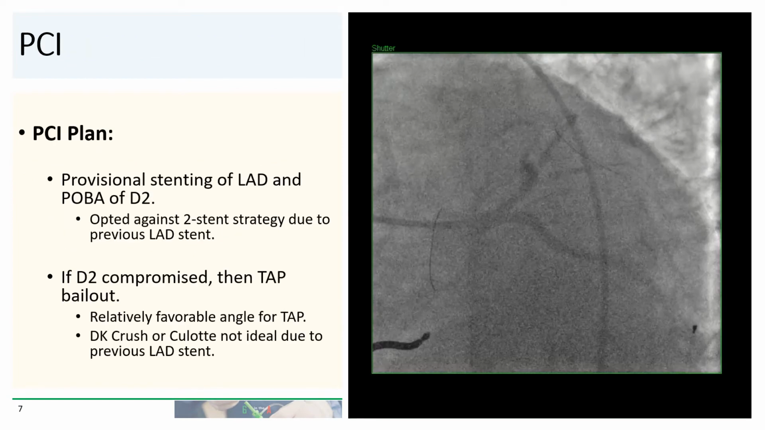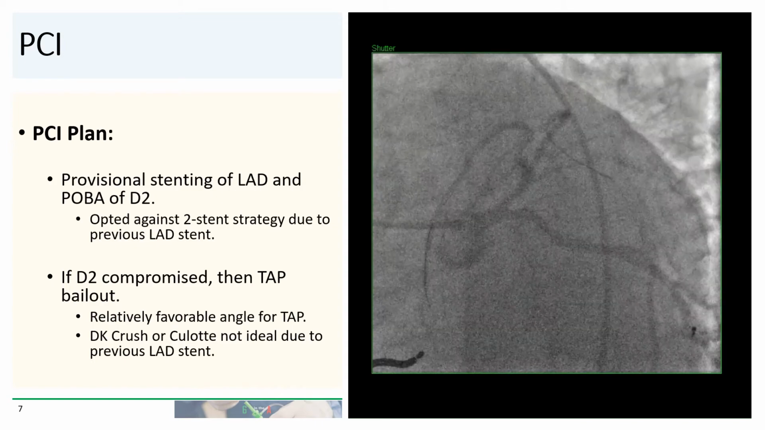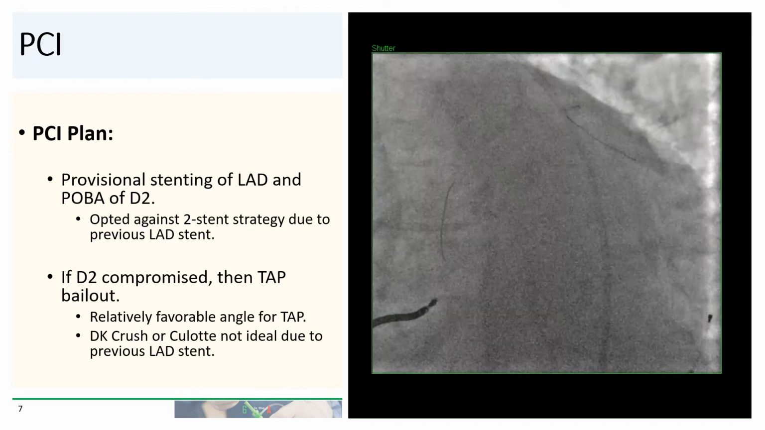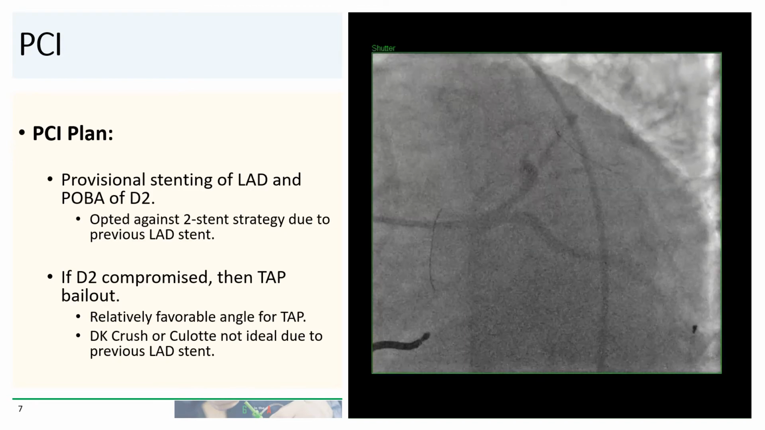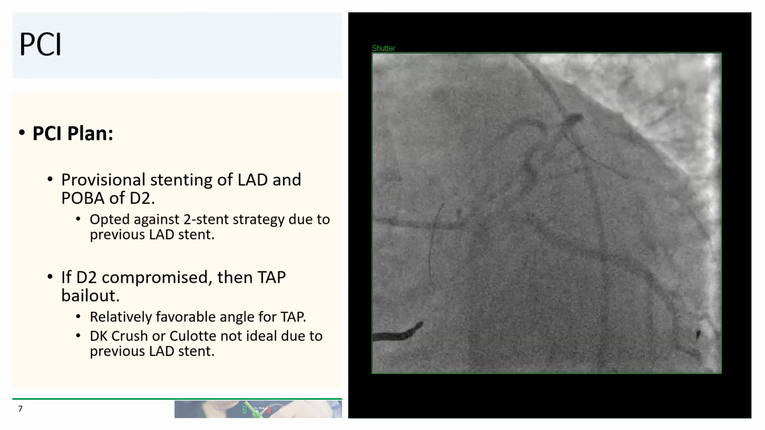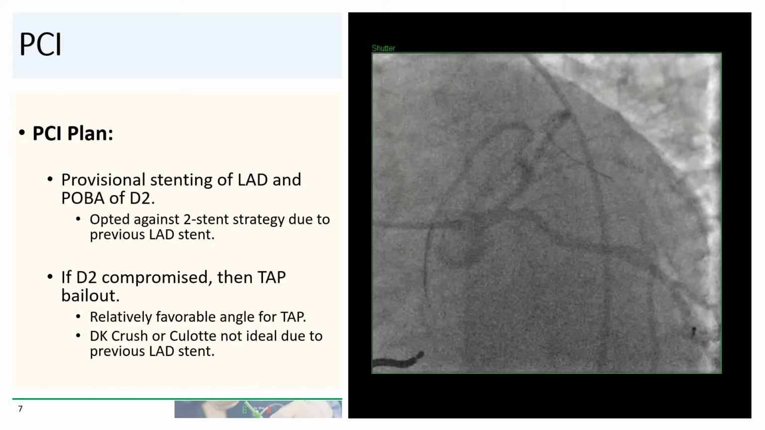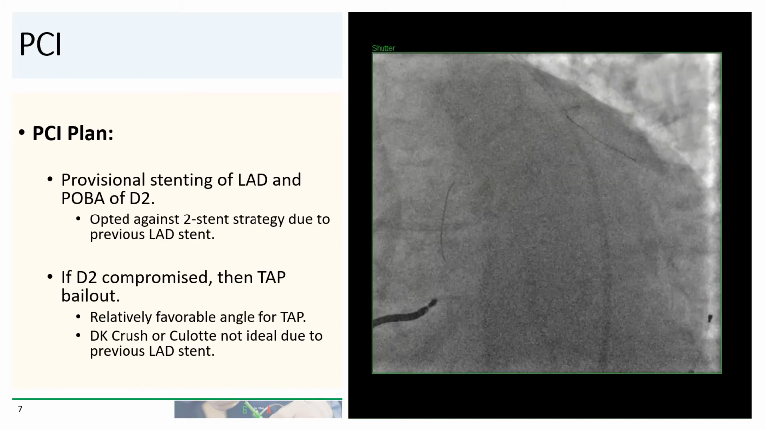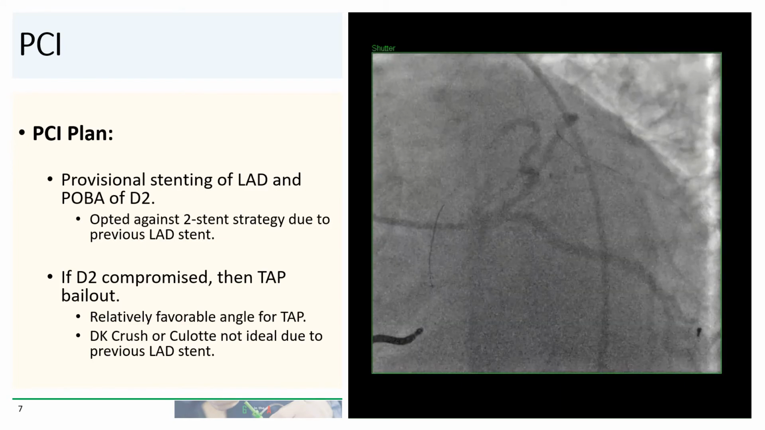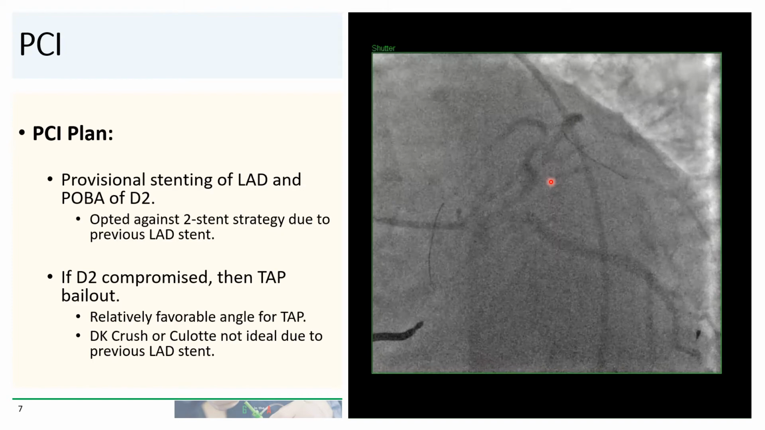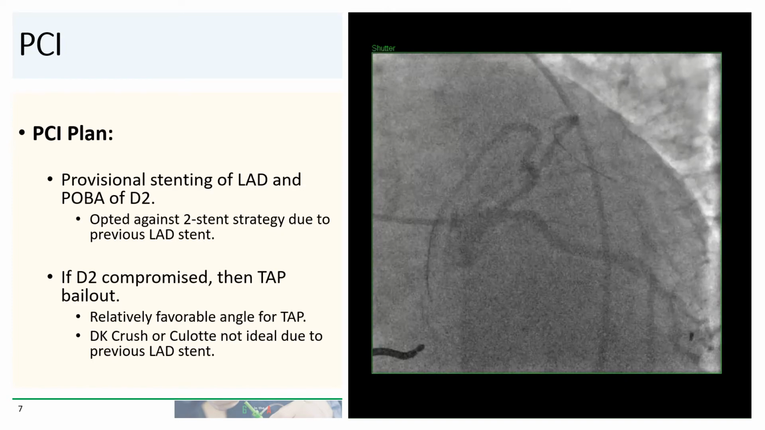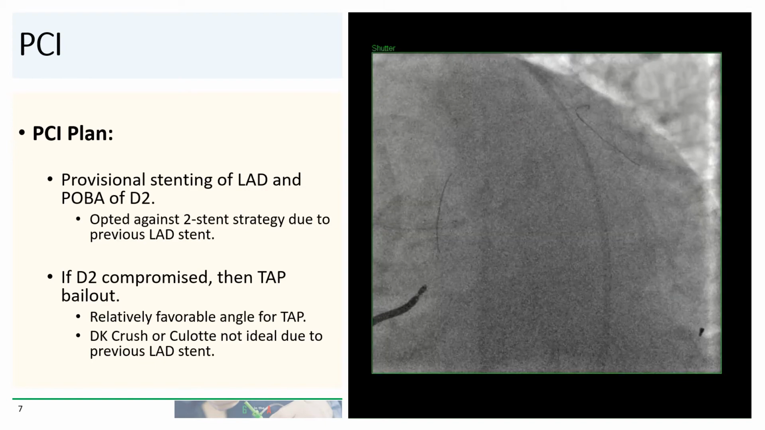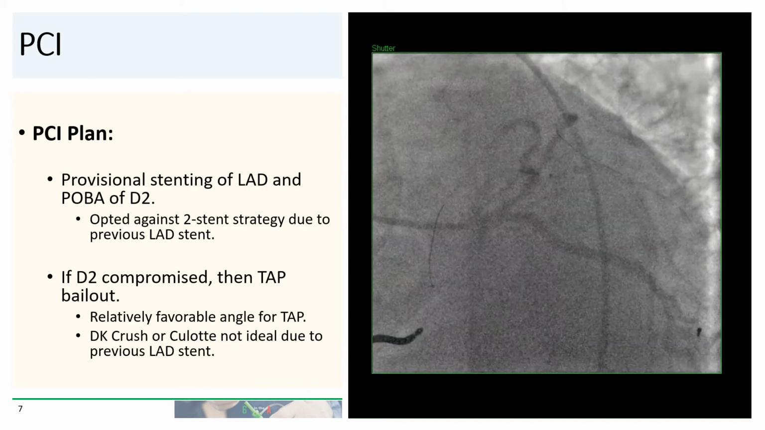So we decided to proceed to PCI. Our plan was to perform provisional stenting of the LAD and balloon angioplasty of D2. We opted against a two-stent strategy due to the presence of a previous LAD stent. Our thought was that if D2 turned out to be compromised, then we would perform T and protrusion bailout. The angle is actually relatively favorable for T and protrusion. DK crush and culotte were felt to be not ideal, again due to the presence of the previous stent.